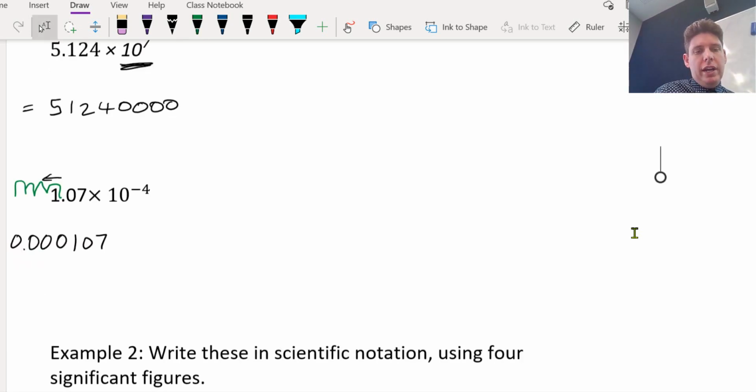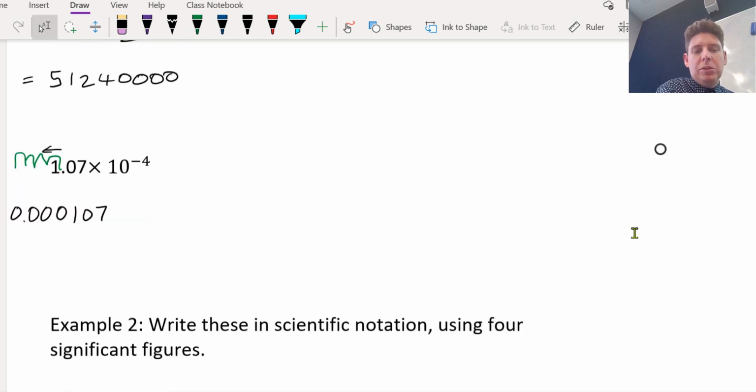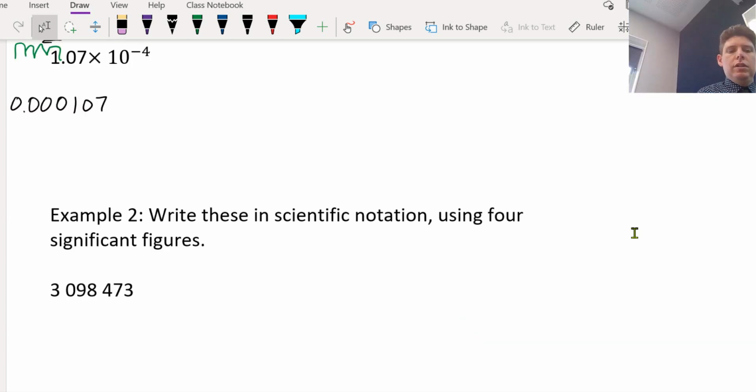We're going to do this one now. So copy this down, example 2. So we're going to do basically the opposite now. So it's going to be in basic form, and I'm going to write it in scientific notation, and I'm only going to have 4 digits or 4 significant figures. We just want 4 digits, so 1, 2, 3, 4.